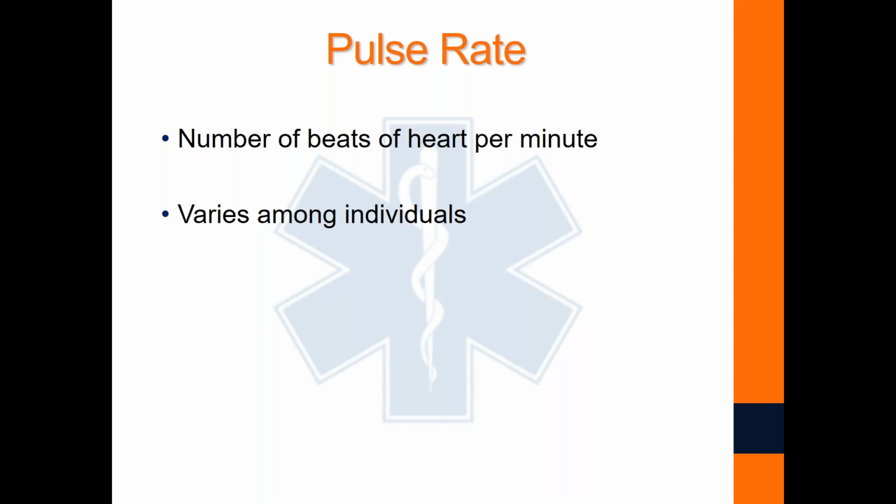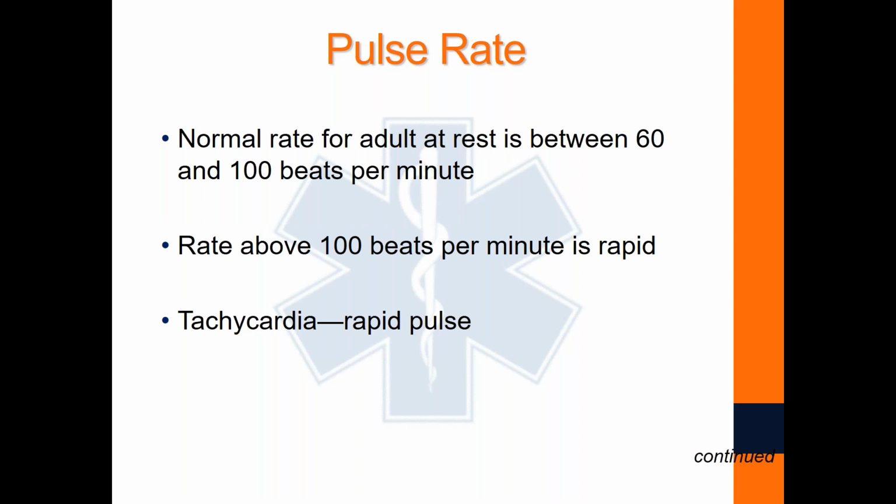Well, this is going to be filed in the common sense category. Our pulse rate is the number of beats per minute, and it varies among everyone. People that are in really great shape are going to have a lower pulse. Their heart and lungs don't need to work quite as fast as someone who's maybe not in the greatest of shape. So that's why we have a range.